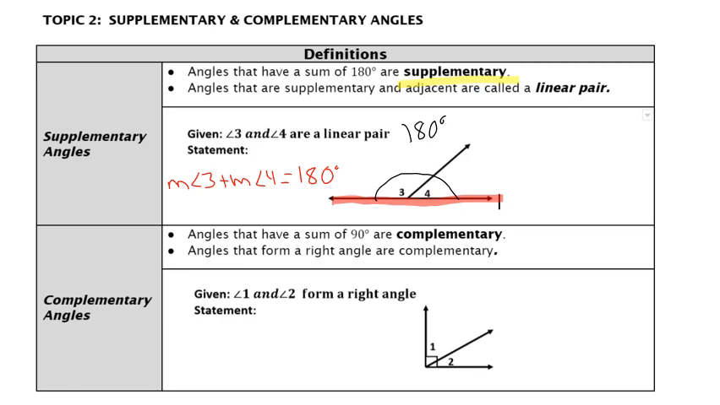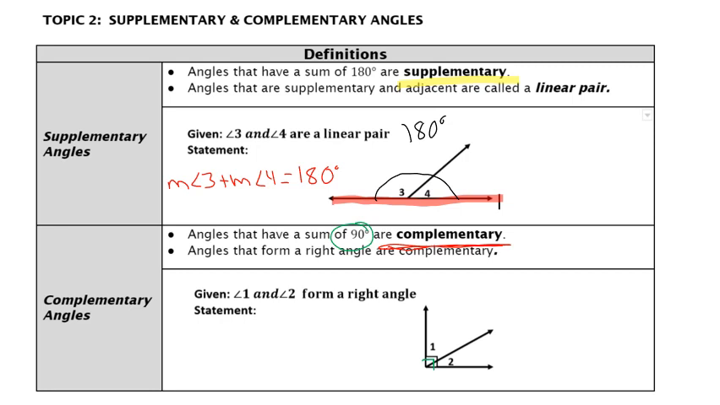Same idea with complementary. The only thing is it has a sum of 90 instead of 180. So if two angles are complementary, they have a sum of 90 degrees. And also, a lot of times we see that if two angles are forming a right angle, and a right angle has to be marked, right? We can't ever assume it's right unless they tell us it's right or it's marked with a little box. Then those are also complementary. So again, complementary means adds up to 90, supplementary adds up to 180.